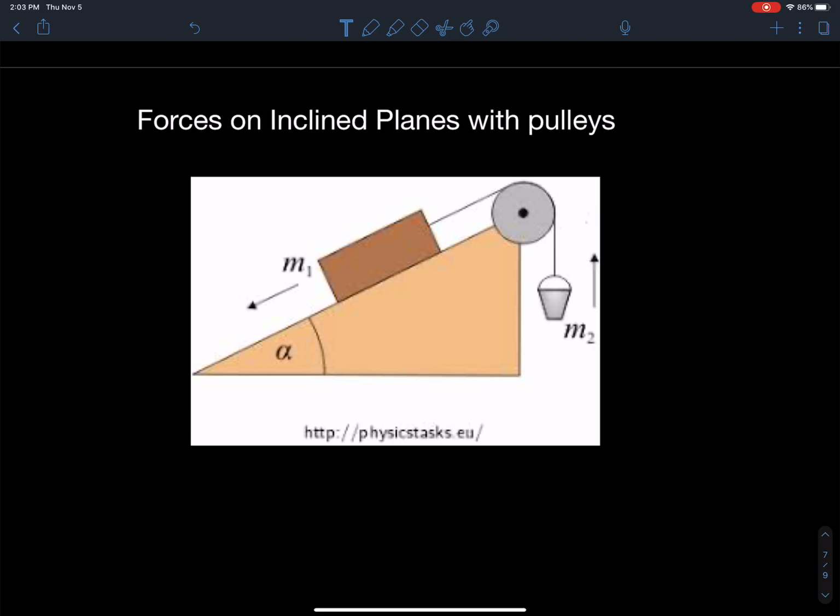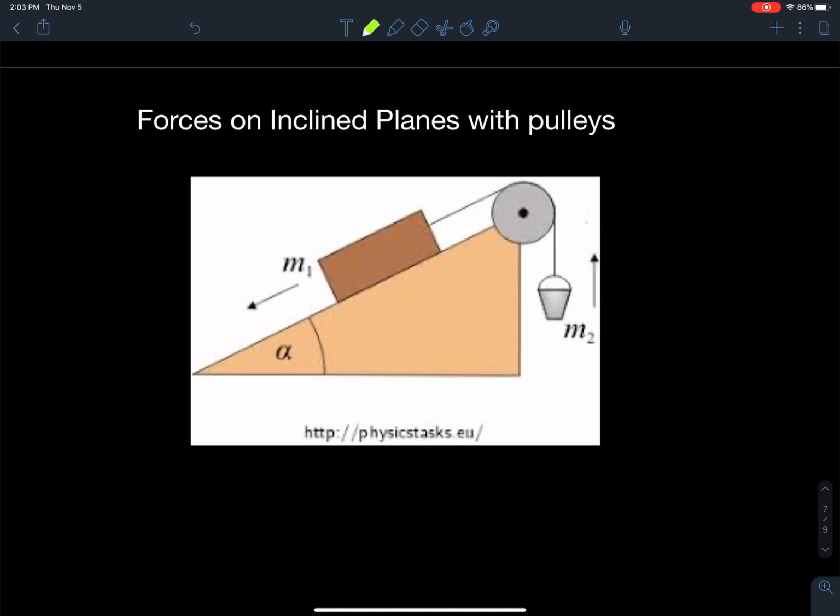So here's a situation that's a little bit more complicated, where we're going to combine everything we learned about pulleys and inclined planes. So here that alpha symbol is the angle of inclination of an inclined plane. Here's a pulley system, and it looks like this pulley system is going in that direction. So this object is sliding down the ramp and pulling up an object. So how would I create a mathematical relationship that describes that?